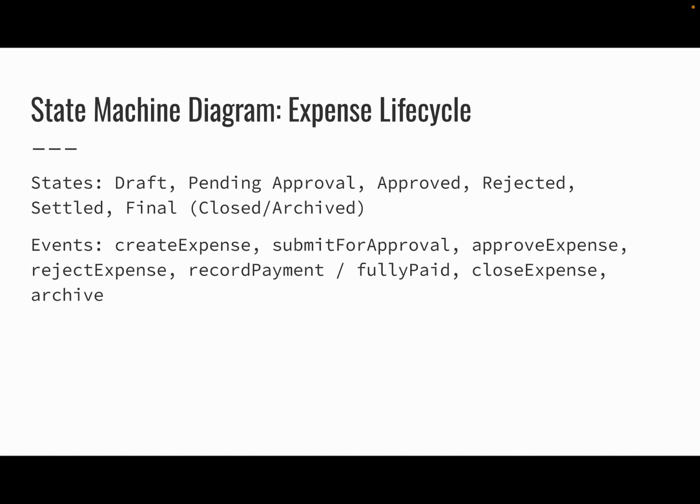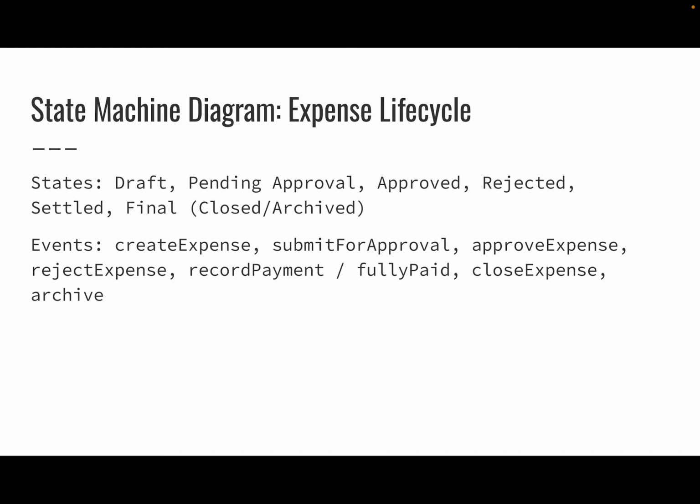Now we have the state machine diagram. This one is labeled expense lifecycle. So the expense first starts in a draft state, and once the user submits it, it changes into the state of pending approval. So it's waiting for an answer. So from there, the approver either approves or rejects it, which is why we have both approved and rejected written as our states.